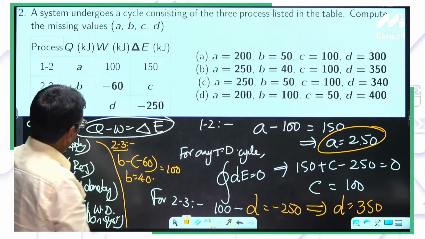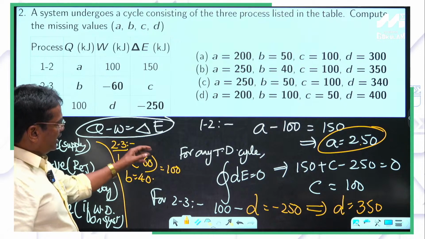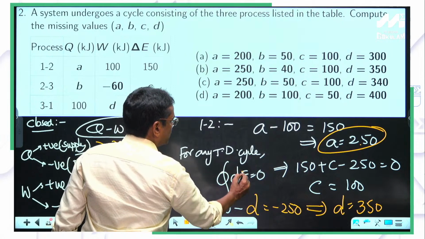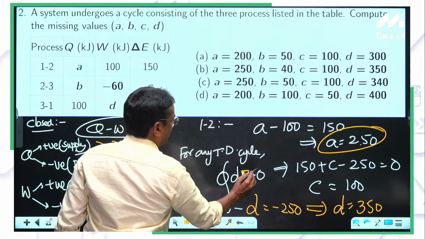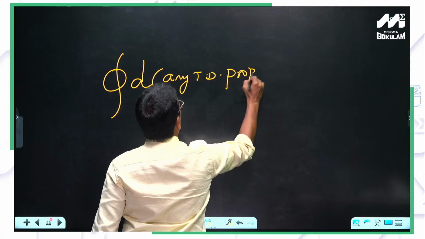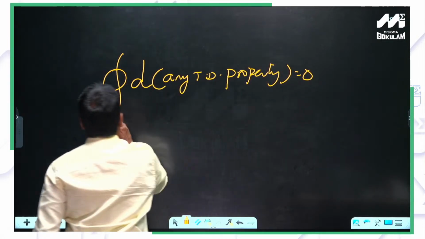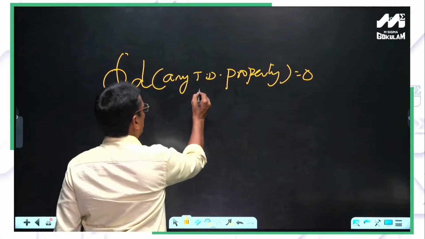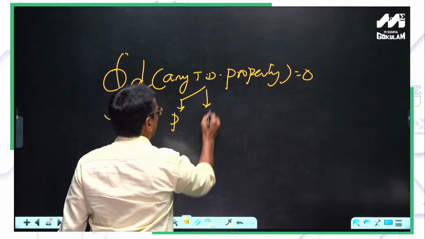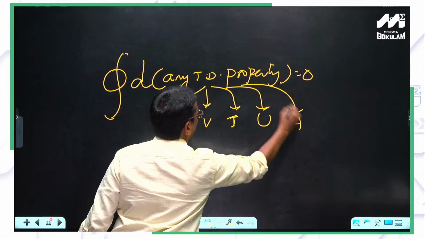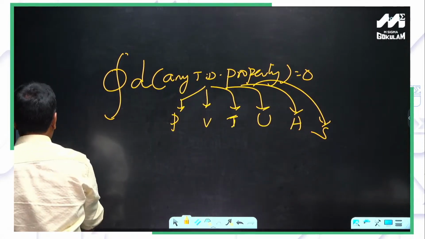I got the same equation, Q minus W, but for getting the C, I have written the cyclic integral of dE is equal to 0, because internal energy is a property. For your information, cyclic integral of the differential of any thermodynamic property is 0. For any cycle, this is valid. Please remember that. So property is a point function. For any point function, the cyclic integral of the differential of any property, when I say property, it may be pressure, volume, temperature, internal energy U, enthalpy, or entropy, for anything.